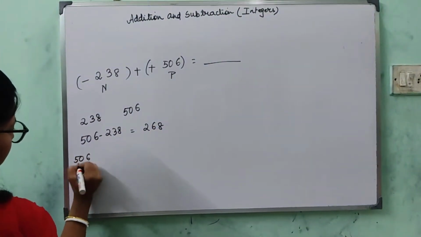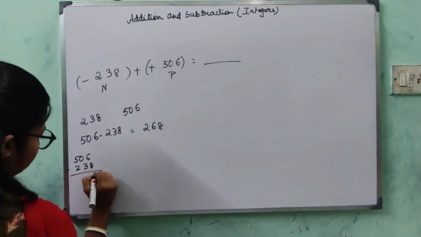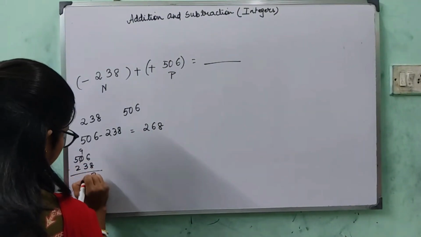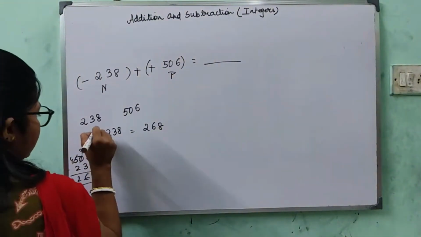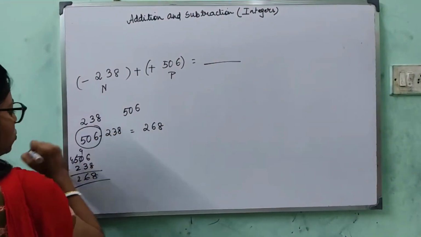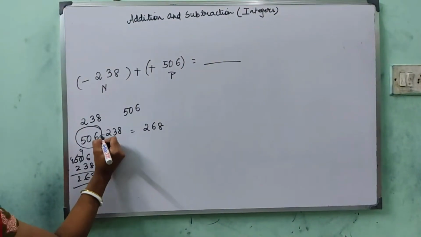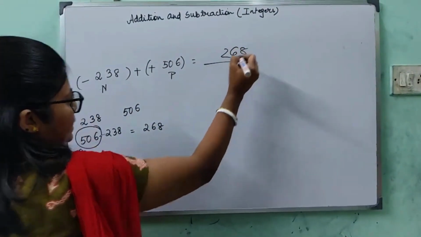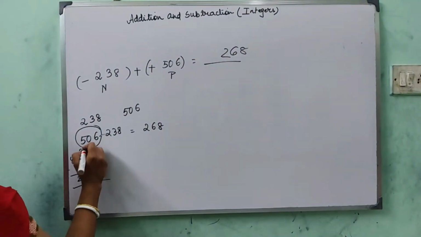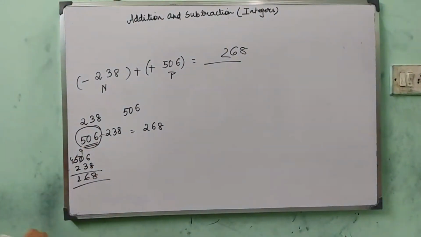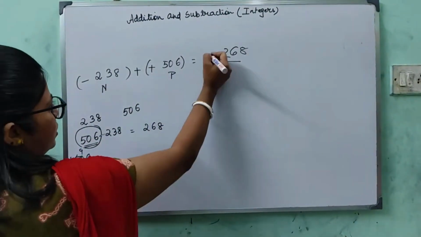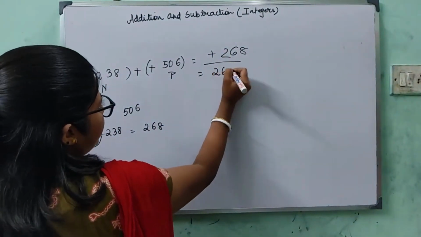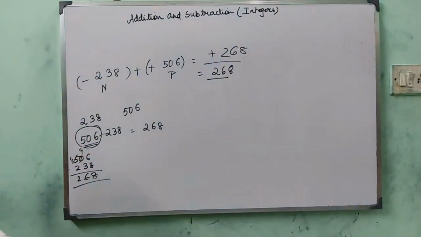Yeah, let's check. Yeah, 268. Now 268 I have done. Now you see this 268, we will write over here 268. Now in this step of minus, 506 was the first number or the greater number. So what is the sign of 506 over here? Positive sign. So that is a positive sign. You can write that as either plus 268 or simply 268.